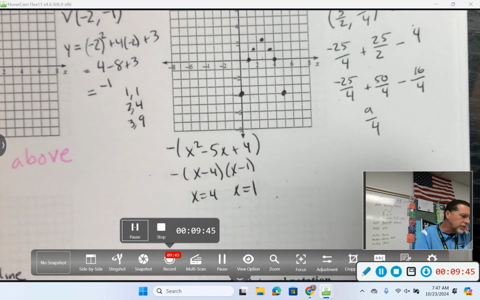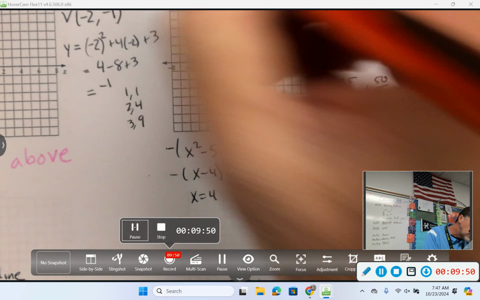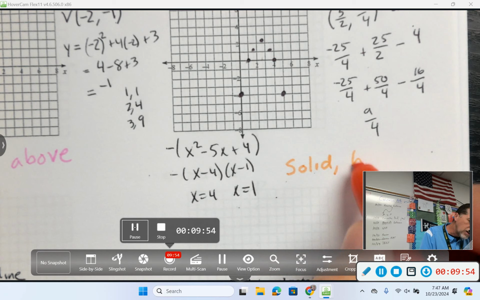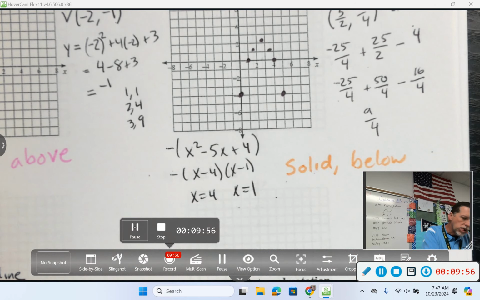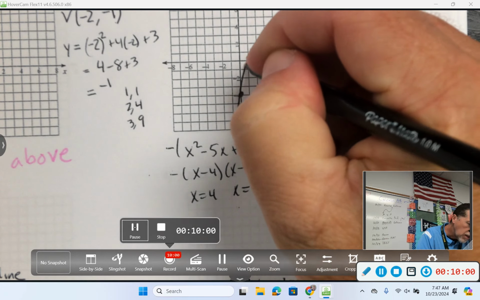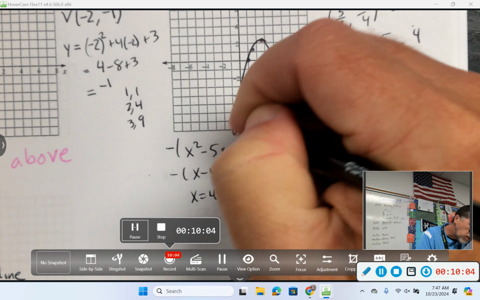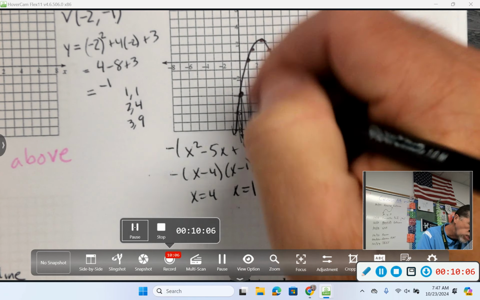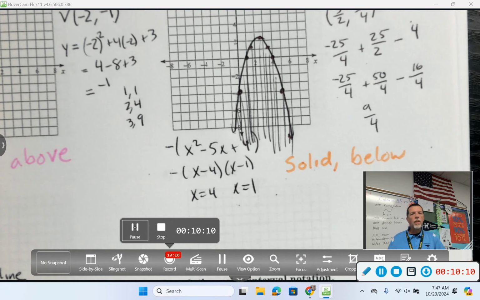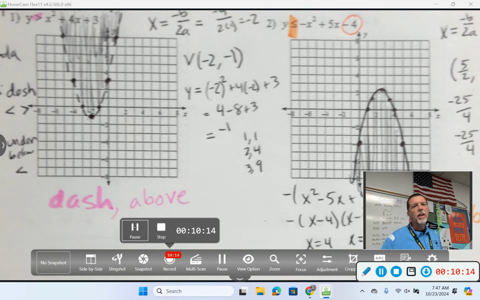Okay, we said this one is a solid line. And we're shading below. Fruit berries are fruit. Okay, hold off on the berries and fruit conversation for a moment.